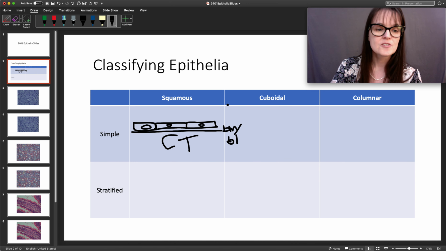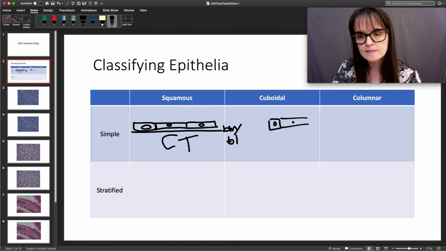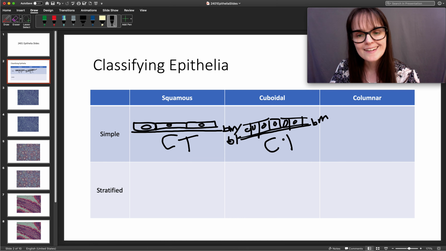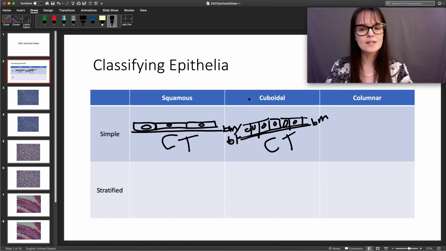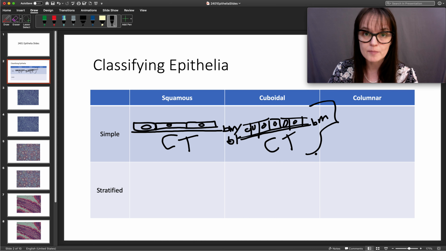Okay. So for simple cuboidal epithelium, it's a similar thing, except you have cube-shaped cells with nuclei. Just draw a bunch in here. And underneath that is a basement membrane. And under the basement membrane is a connective tissue. Every time you're going to have an epithelium, a basement membrane, and an underlying connective tissue. In fact, later we'll call this group a body membrane, but we'll get there.